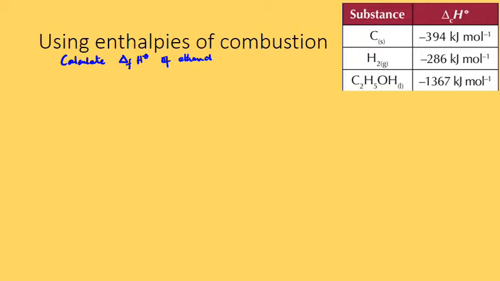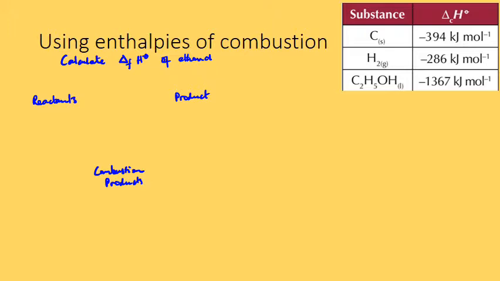So the first thing we want to do is we want to write down our equation. So let's write it down in the same format as we did before, with reactants and product. In this case, it's one product, which of course is ethanol. But in this case, what we're going to have at the bottom are combustion products. Now, because we're using enthalpies of combustion.